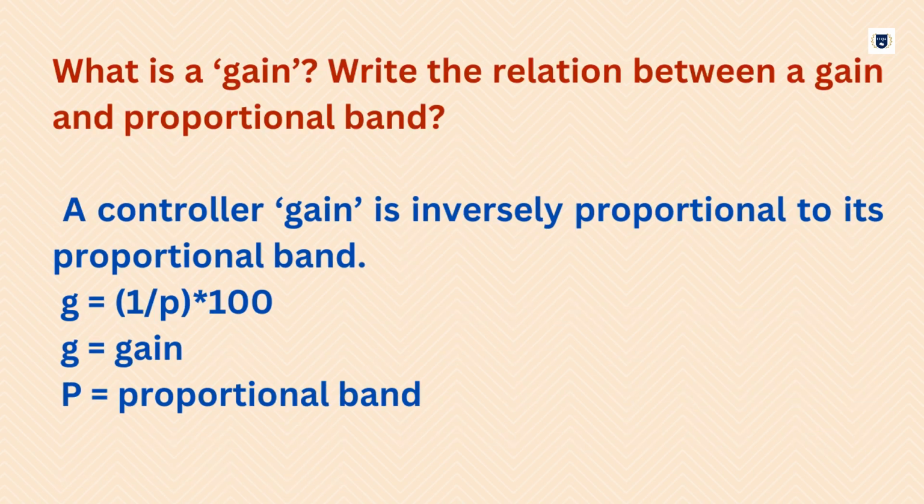What is a gain? Write the relation between a gain and proportional band. A controller gain is inversely proportional to its proportional band. G = 1/P * 100, where G is gain and P is proportional band.